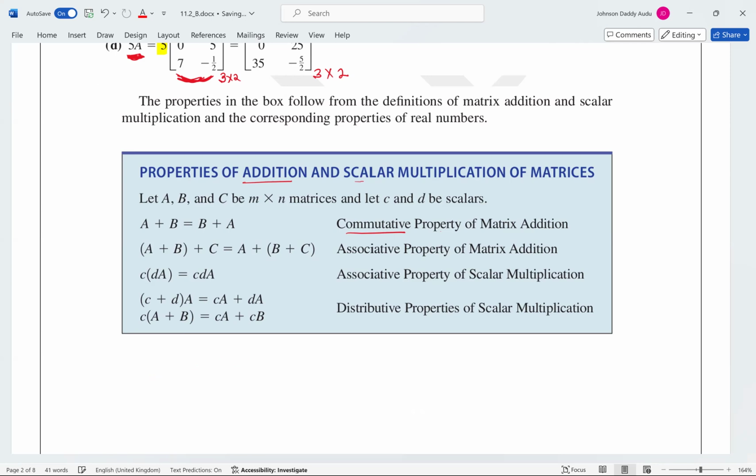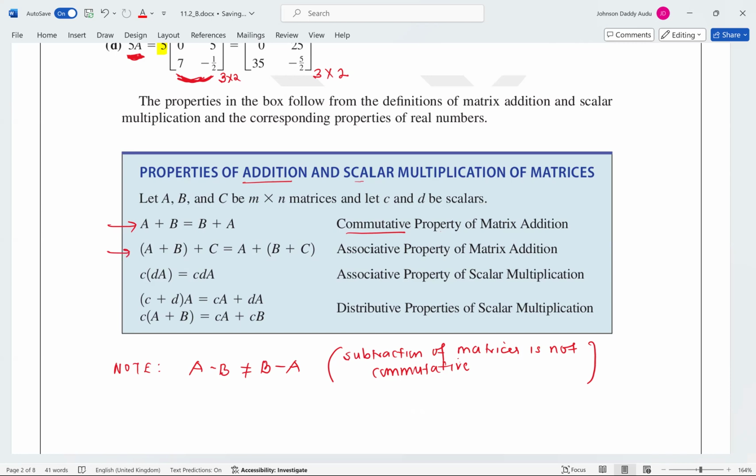So let me add it here. A minus B is not the same thing as what? B minus A, which means that what? Subtraction of matrices is not what? Commutative. Okay. So, but here we also have associativity.